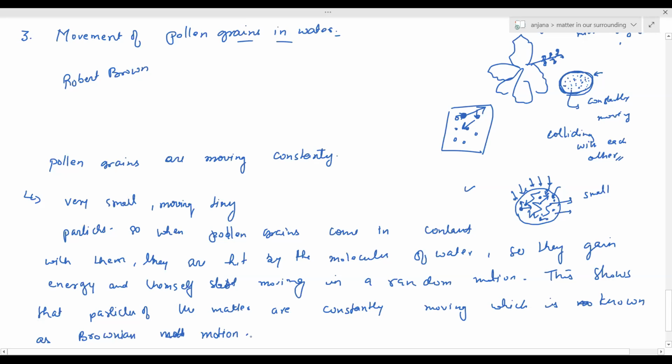Understood now, Raghavi? What is happening? The small particles of water in a drop of water are constantly moving. So when you put the pollen grains on them, these moving particles collide with the pollen grains. Pollen grains gain some kinetic energy. They also start moving in a random motion. And this type of motion is known as Brownian motion. I hope it's clear now, Hannah.